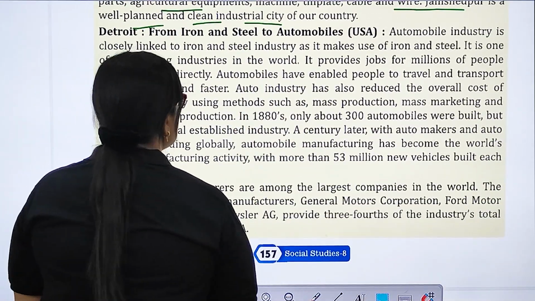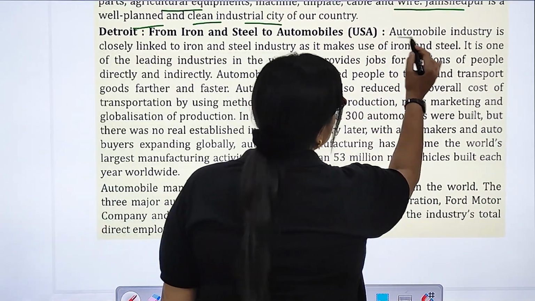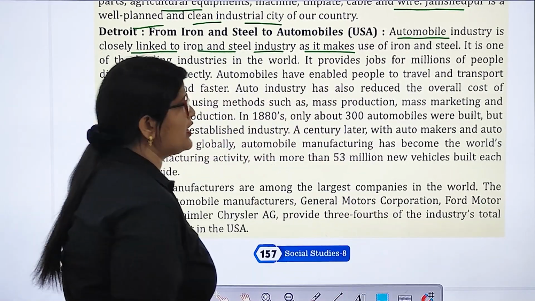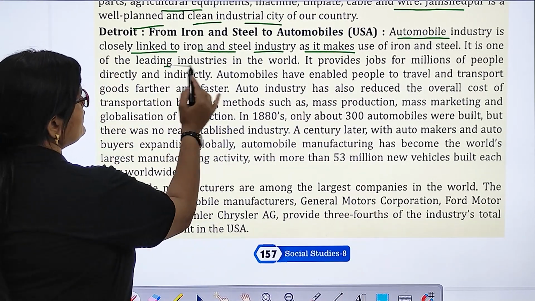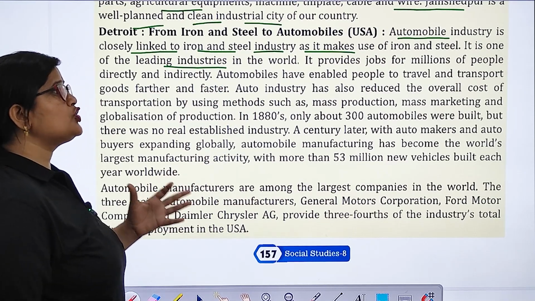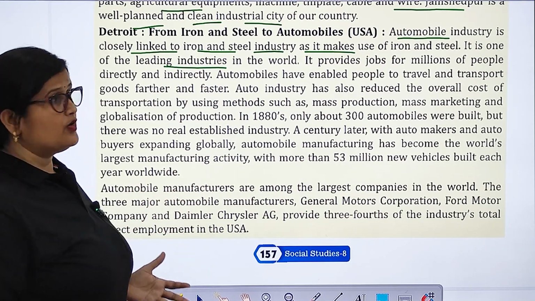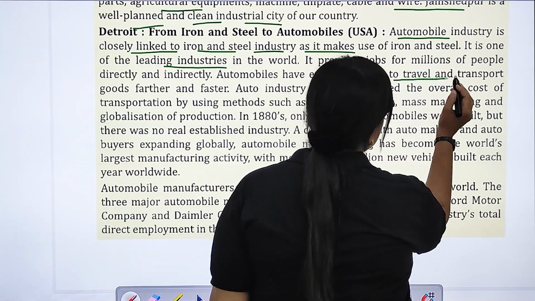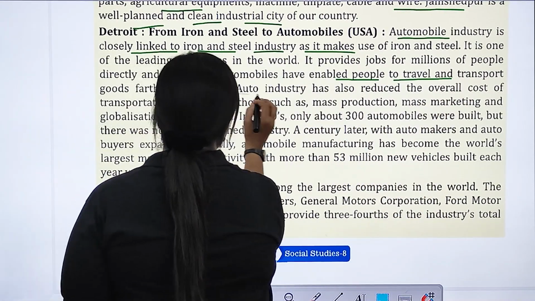Detroit, from iron and steel to automobiles. The automobile industry is closely linked to the iron and steel industry as it makes use of iron and steel. It is one of the leading industries in the world. It provides jobs for millions of people. Directly and indirectly, automobiles have enabled people to travel and transport goods further and faster.